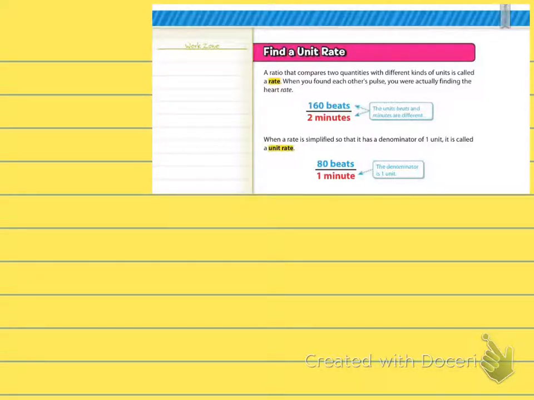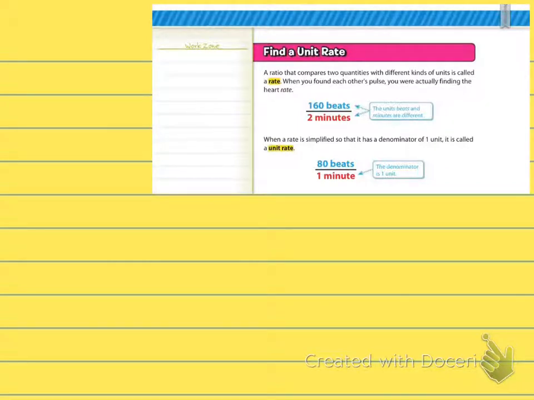If you remember what a ratio was, it compares two different types of numbers. And the first example talks about 160 to the 2. So that would be a ratio. However, because our units of measurement, in this case the word beats and then the word minutes, are not the same, then we call this a rate. So on this one here, we're comparing 160 beats of your pulse every 2 minutes. Look at the second part.